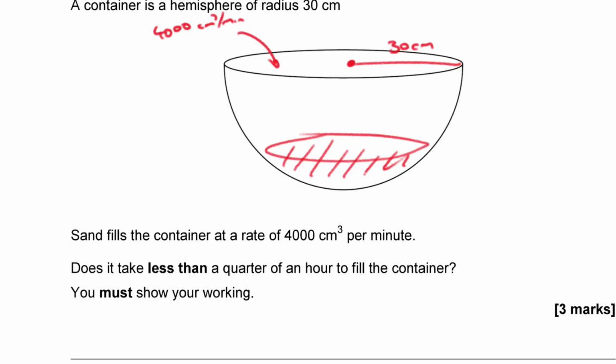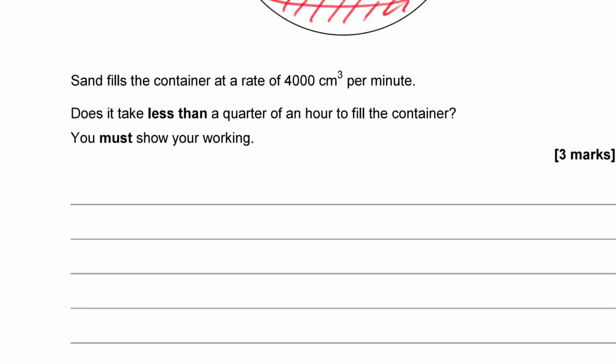Okay, so I suppose what we need to do then is to find the total capacity of that hemisphere. How much sand will it hold altogether? And then we're going to have to compare that with the rate it's filling up at, 4,000 cubic centimeters per minute, so we can work out how long it would take to fill, and we can see if that is more or less than 15 minutes. Okay, so let's do that. Let's work out the volume of the hemisphere then. So the volume of the hemisphere is going to be half of the volume of a sphere, which we were told was 4/3 pi r cubed. Okay, what's a half times 4/3?